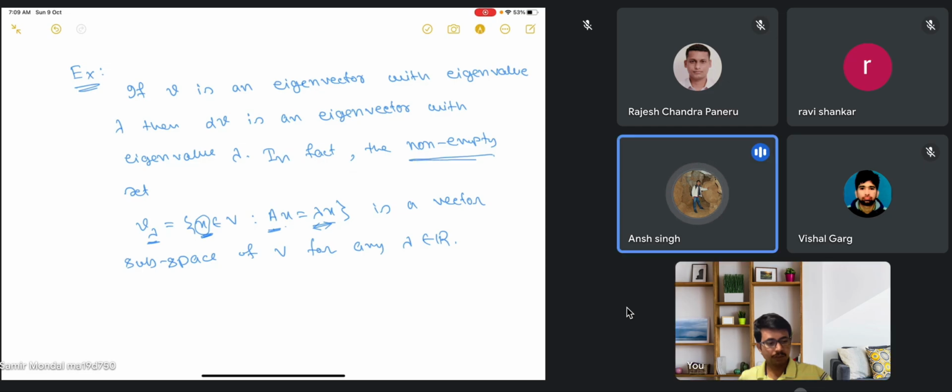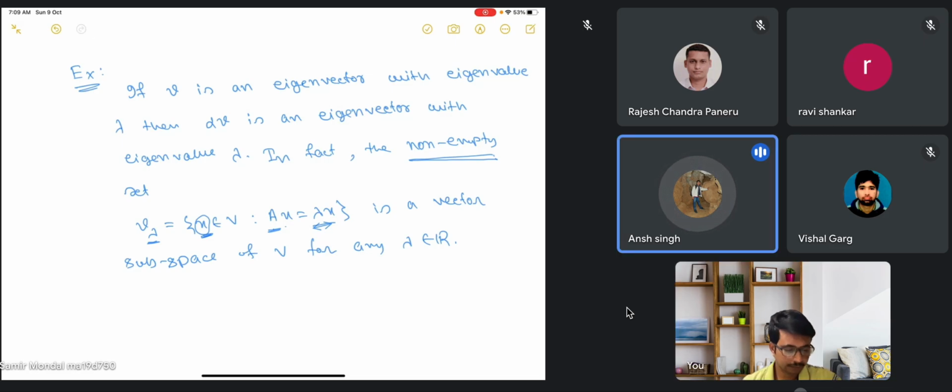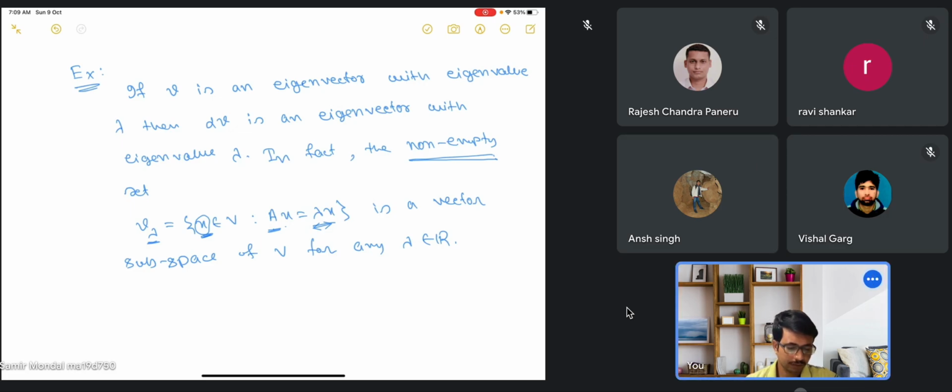Why is it non-empty? Because if it will be empty, then the subspace will have zero. No, so that's what. Please tell. Sorry, I went in the wrong direction.